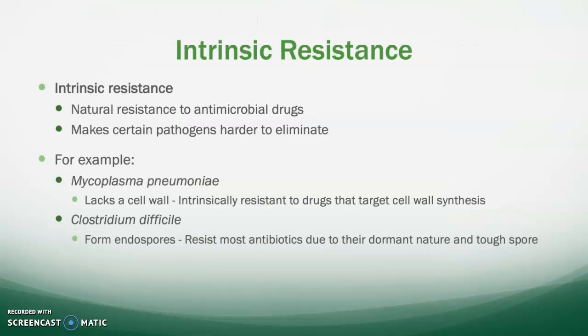So, intrinsic resistance, that natural resistance to antimicrobial drugs, is what makes certain pathogens hard to eliminate. A couple of examples of that: Mycoplasma pneumoniae actually doesn't have a cell wall. It's one of the exceptions among bacteria. And so it's resistant to any drugs that target cell wall synthesis because there's no target for them. Clostridium difficile can form endospores, so it's resistant to most antibiotics because it can hang out in its dormant stage until the antibiotics are gone.